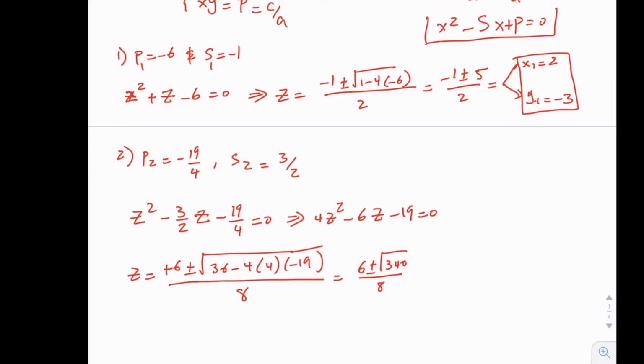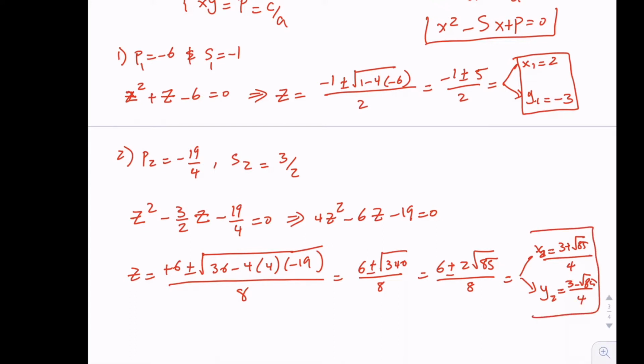But then 340 is divisible by 4, so we can rewrite this as 6 plus minus 2 square root of 85 divided by 8, and that will give us x1 is 3 plus root 85 divided by 4, and actually let's call this x2. y2 is 3 minus root 85 divided by 4. Again, x and y can swap because the original equation was symmetric.